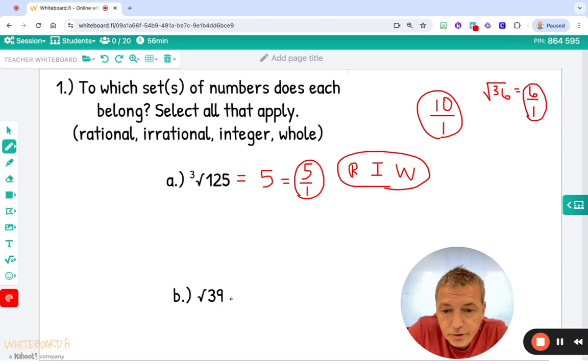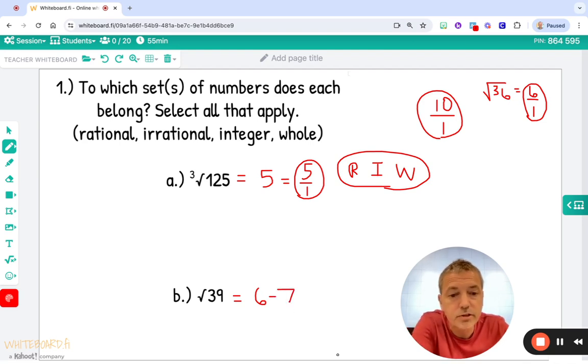The square root of 39. Let's try this one. So this one seems a little tricky, right? Square root means one number times itself. 5 times 5 is 25, right? And 6 times 6 is 36. Getting closer. 7 times 7 is 49. So I think it's somewhere between 6 and 7, right? It's going to be a decimal.